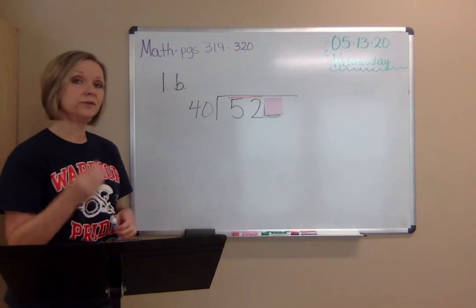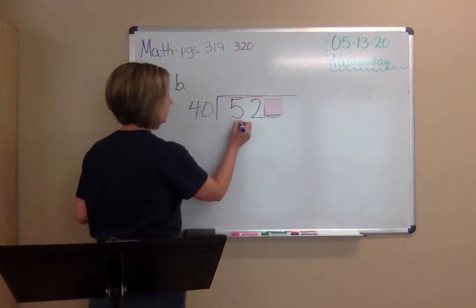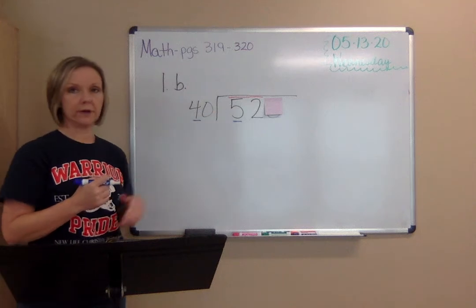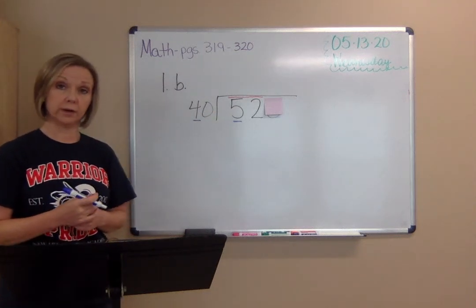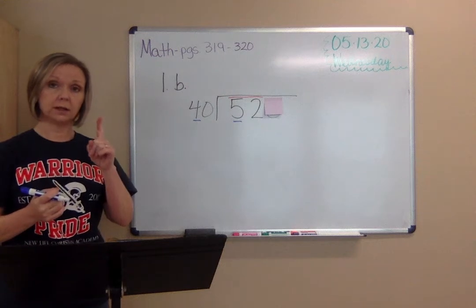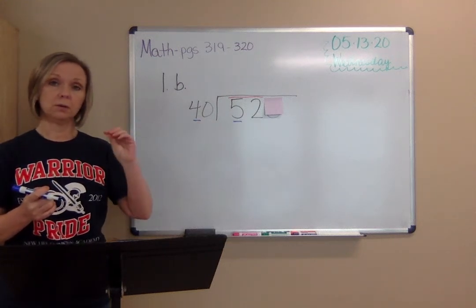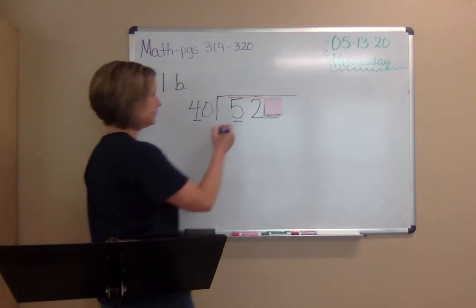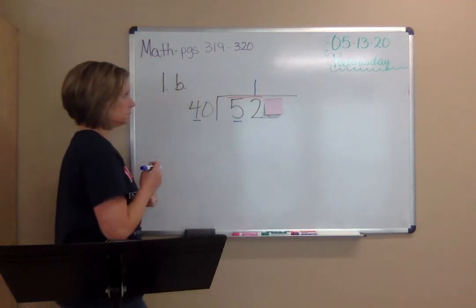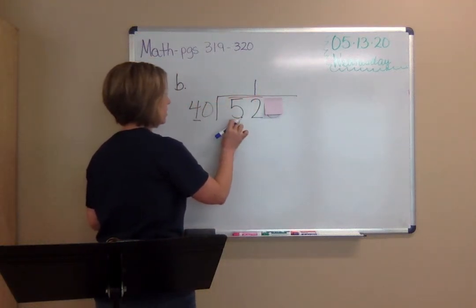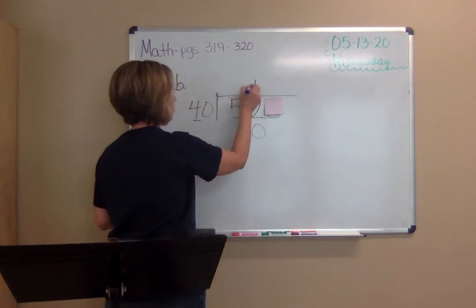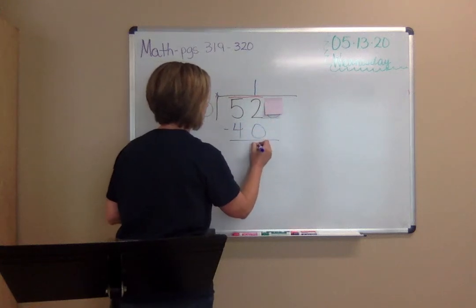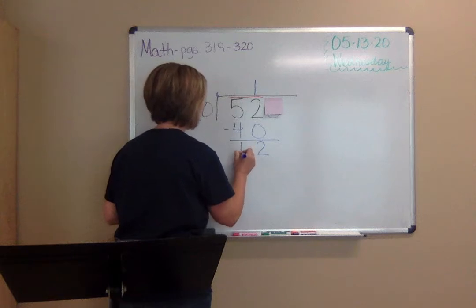Then we're going to simplify it even more. And we're going to say 5 divided by 4. How many 4s are in 5? How close can we get without going over? 1, right? Because 4 times 1 equals 4, but 2 times 4 equals 8. So that's too much. So we put our 1. 1 times 0 equals 0. 1 times 4 equals 4. And then we subtract. 2 minus 0 equals 2. 5 minus 4 equals 1. Okay?